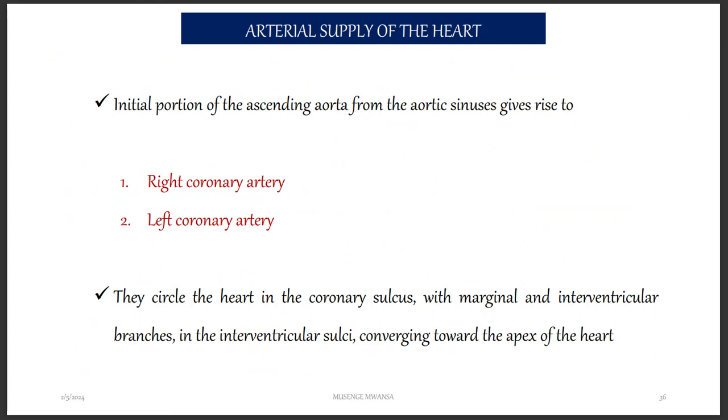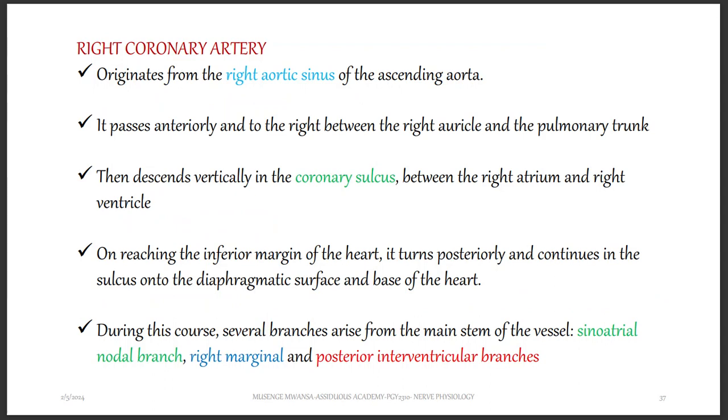Now the arterial supply to the heart. The heart is mostly supplied by the coronary arteries: the right coronary artery and the left coronary artery. The right coronary artery originates from the right aortic sinus. It comes from the ascending aorta. When the ascending aorta comes from the heart, it gives the right coronary artery from what is known as the right aortic sinus.